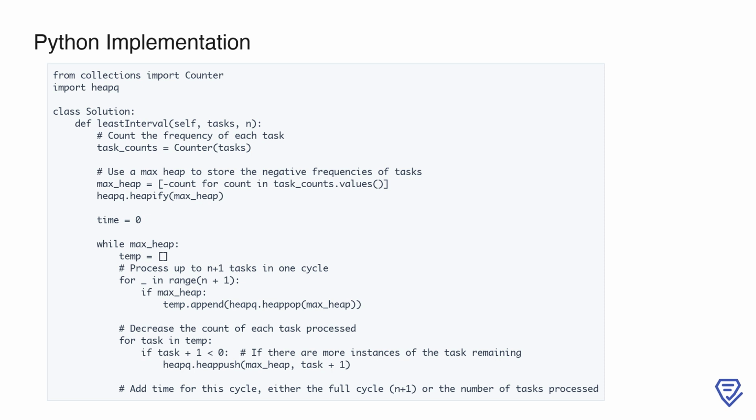Now, as long as there are tasks left in the heap, we process them in cycles. Each cycle can handle up to n plus 1 tasks, representing the cooling interval plus 1 task slot. For each cycle, we use a temporary list temp to store the tasks we process. If the heap is not empty, we pop the most frequent task from the heap and add it to temp. This ensures we prioritize tasks with the highest remaining frequency.